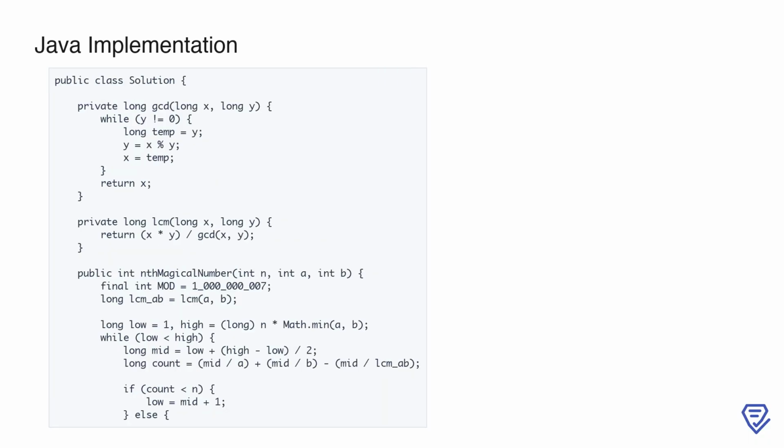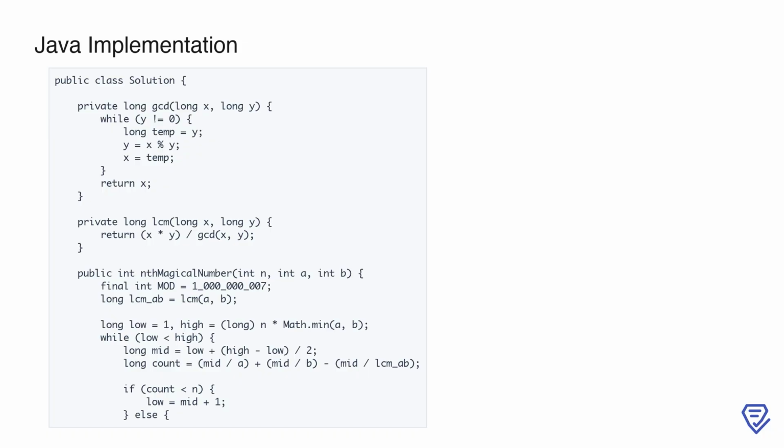Here, we begin by defining the solution class and implementing some helper methods to solve the problem. First, we have a GCD method, which calculates the greatest common divisor of two numbers using the Euclidean algorithm. This is crucial for finding the least common multiple, or LCM, which we calculate in the LCM method. The formula for the LCM is the product of the two numbers divided by their GCD. These helper methods simplify the calculations needed later in our solution.